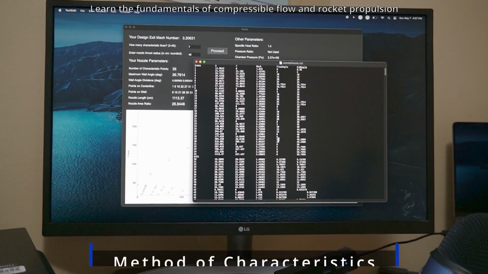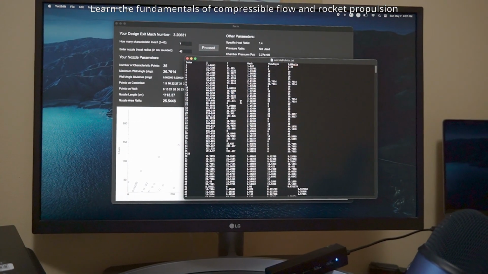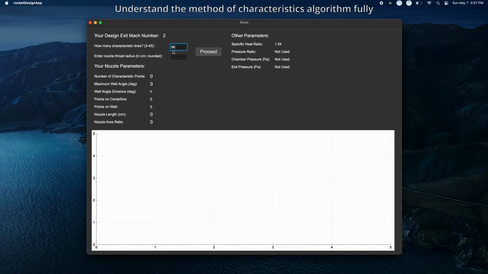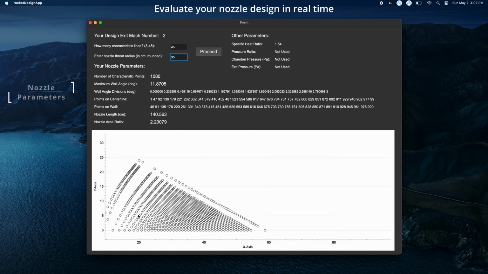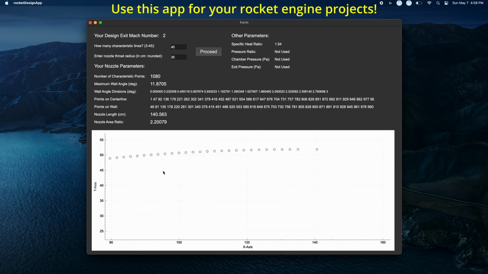I'll be going over all the principles of fluid mechanics, compressible flow, rocket propulsion, and nozzles, so you will get a complete understanding of how to create this app in any framework of your choice. You will be able to view the nozzle parameters, how long it is, how big the area ratio is. So for your projects, you can easily use this tool to design your own engines. Let's start.